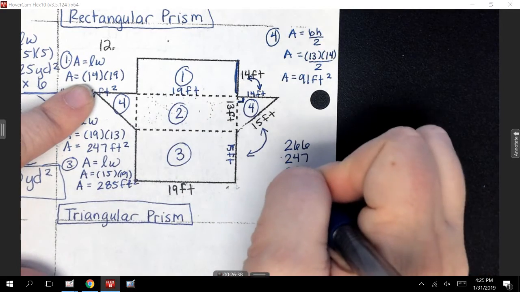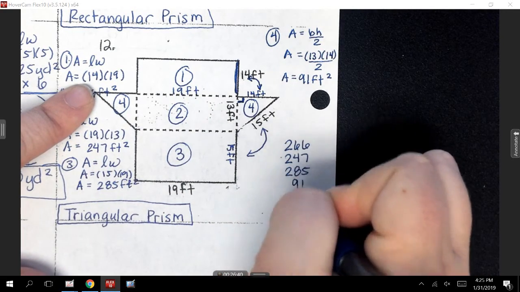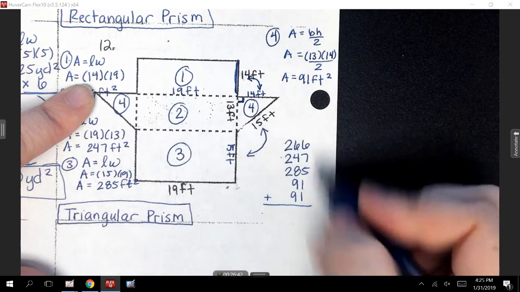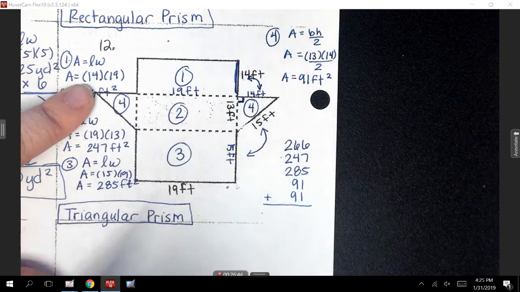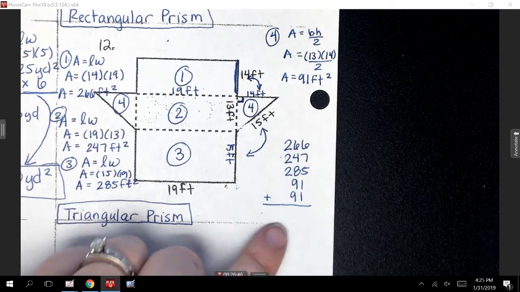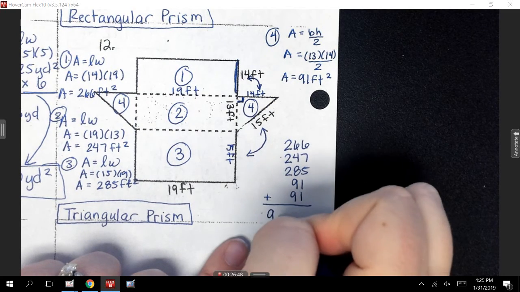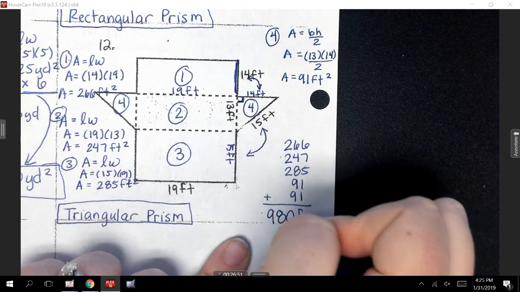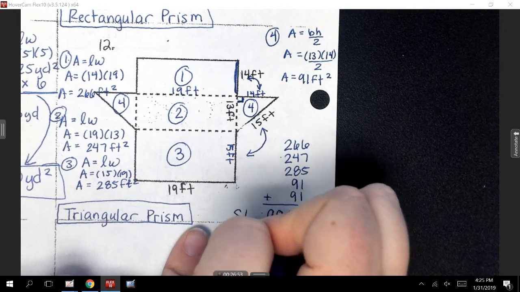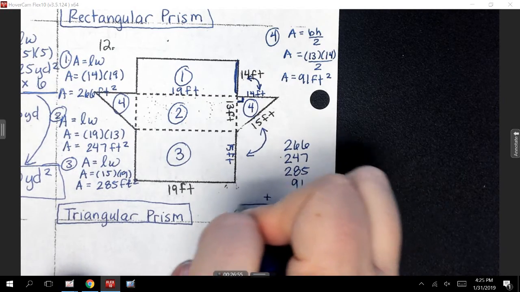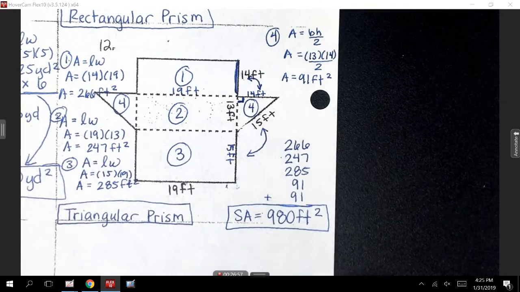So I need to write 91, not once, but twice. So we're writing the 91 twice because it's on there twice, all right? So now I'm going to add them all up. When I add them all up, I get 980 feet squared. So my surface area equals 980 feet squared.